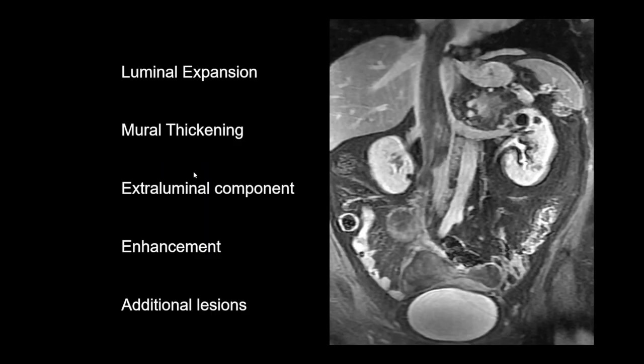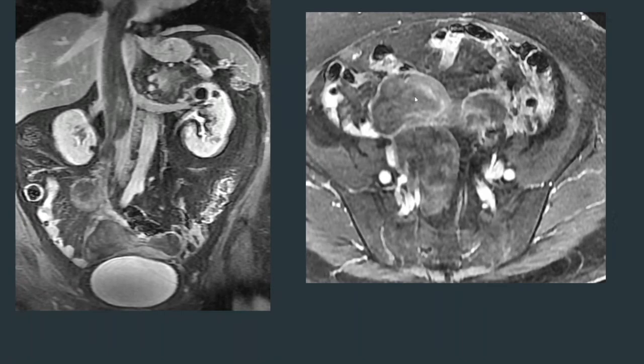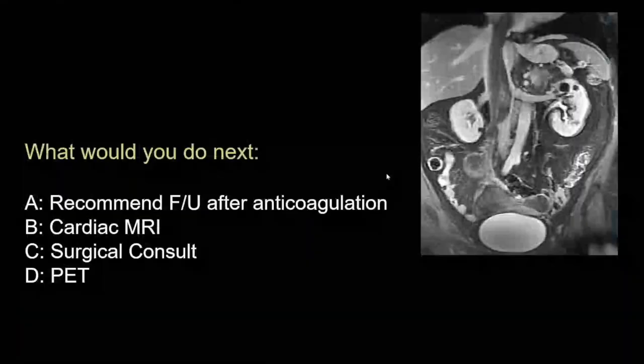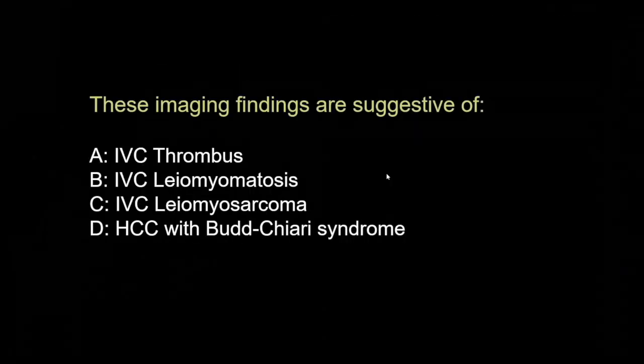So when we look at these five different criteria, we can narrow it down or rule certain things out. If you apply all these criteria to this lesion, we know that there is a luminal expansion. We don't see wall thickening. We don't see an extraluminal component. It does enhance, so it's definitely not a thrombus. As far as additional lesions are concerned, it's kind of difficult to see on this image. But if I go back, you can see that this is extending from the pelvis into the veins. So this was an example of, now what would we say?